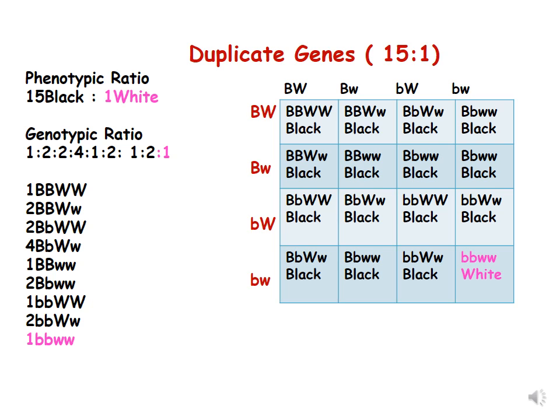So in duplicate genes, or qualitative inheritance, or discontinuous inheritance, we get a phenotypic ratio of 15:1, and you can split the phenotypic ratio like you know this. So the genotypic ratio will be 1:2:2:4:1:2:1:2:1.